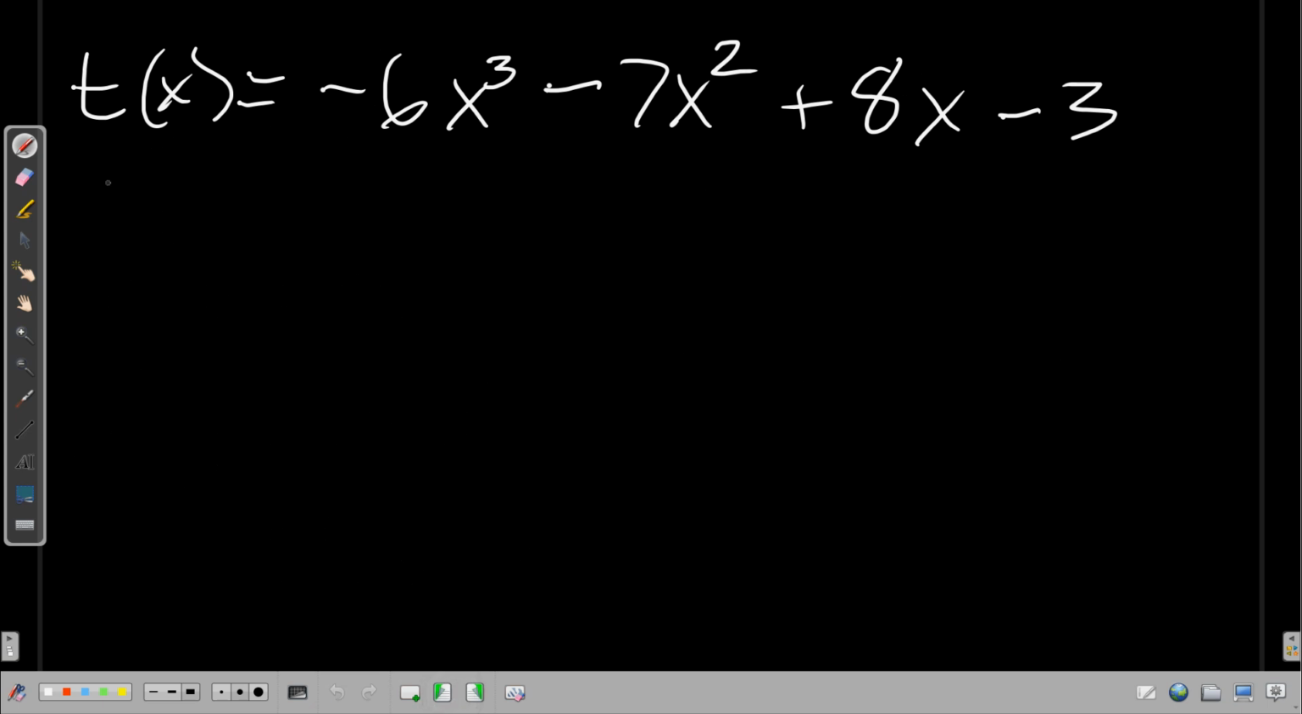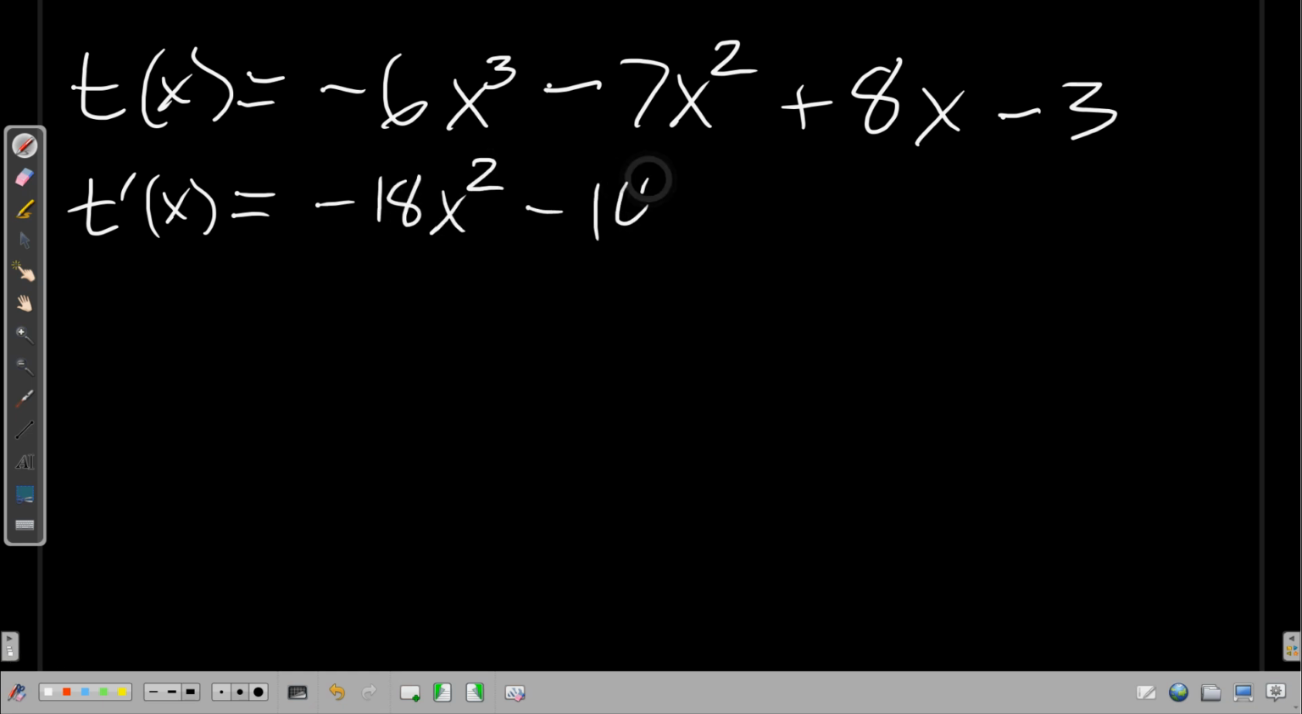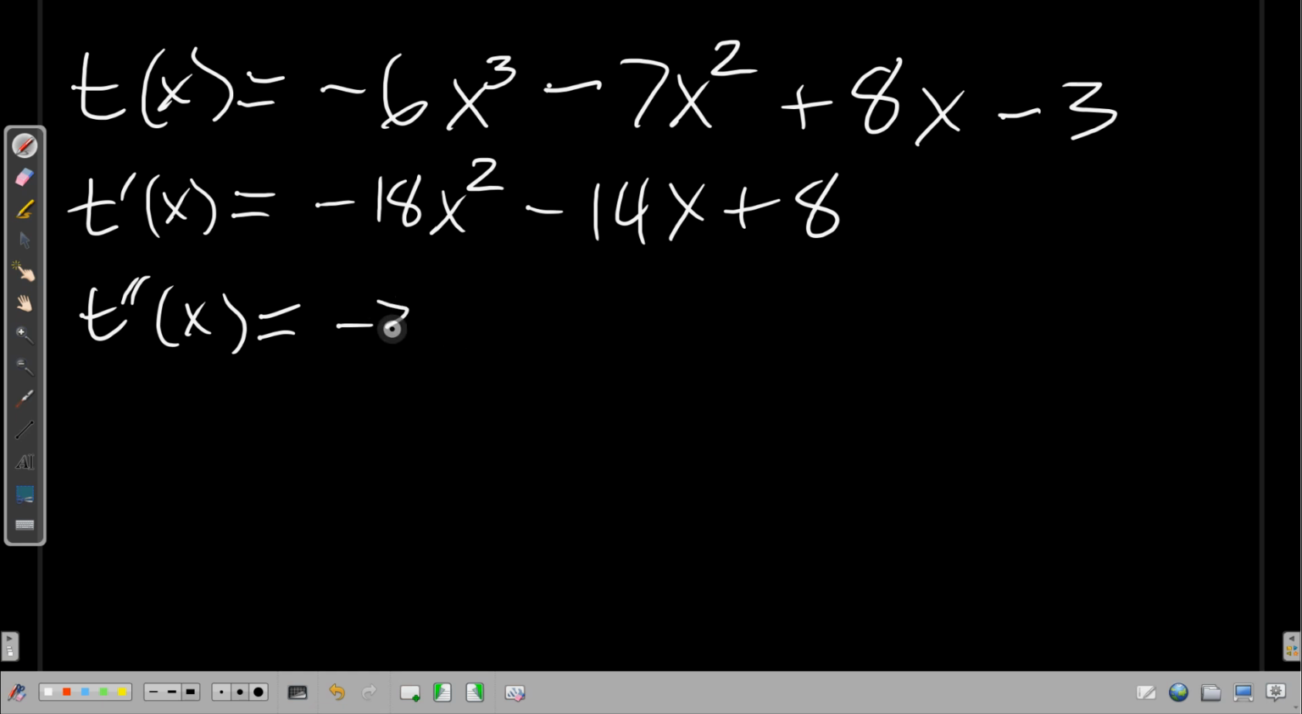So looking at this, we need to take the second derivative. To do that, we need the first one, minus 18x squared minus 14x plus 8, and then t double prime would be negative 36x minus 14. All right, t double prime is a linear function, so it's defined everywhere. Then the only x value we're concerned about is where it's 0.